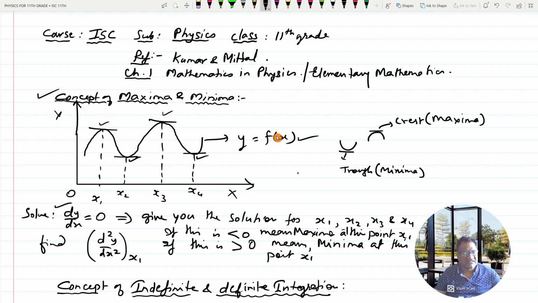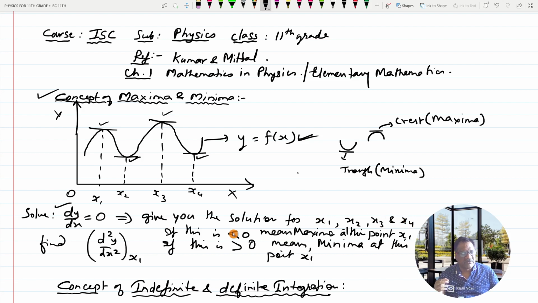So whatever function f of x you have, you have to take that function and find out dy by dx of that function. In this session itself, we'll be doing some numerical examples also, so you will understand how the application of this concept is done. The first step is to find dy by dx of this function f of x, and then you equate it to 0. When you equate it to 0, it's an equation, so you will get some solutions. Suppose you get the solutions x1, x2, x3, and x4.